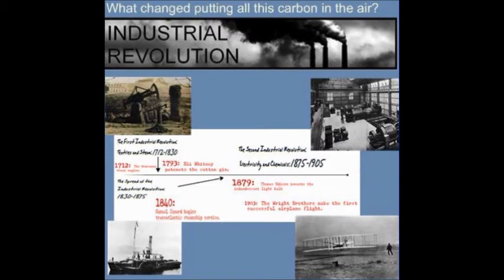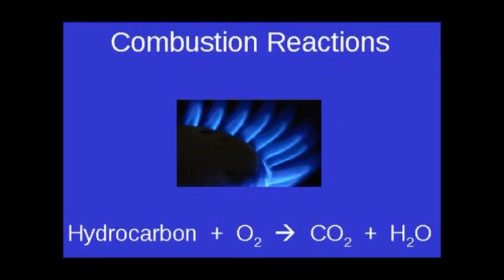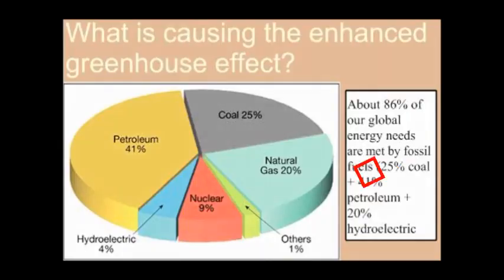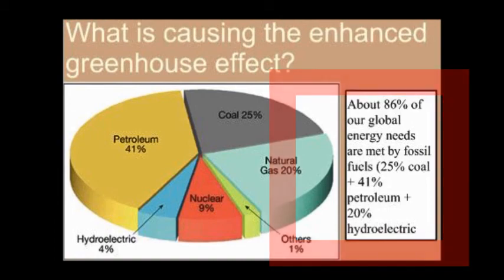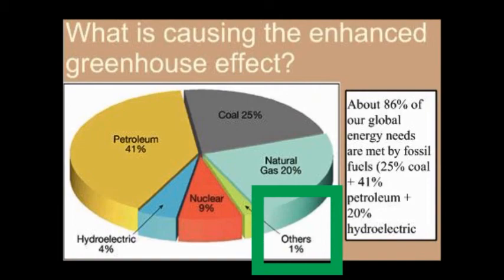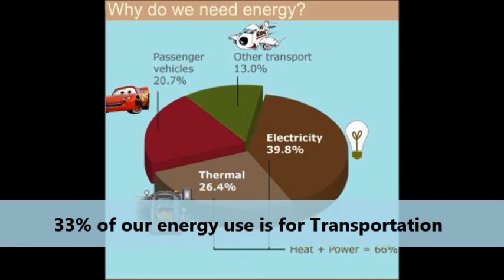We saw some really big changes in how society interacted with its environment, using more machines and more factories and more travel. We are extracting fossil fuels from the earth, and all fossil fuels are based off of these hydrocarbon chains. When you burn them, you are creating a reaction which creates carbon dioxide in the air. About 86% of our fuel needs come from fossil fuels.